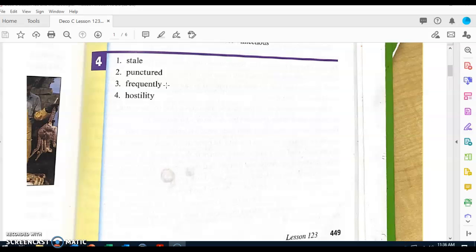Number 3, what word? Frequently. Something that happens often happens frequently. Everybody, what's another way of saying it often rains here? Get ready. It frequently rains here. Next word. The word is hostility. Hostility is unfriendliness. Everybody, what's another way of saying he showed unfriendliness toward the manager? Get ready. He showed hostility toward the manager.